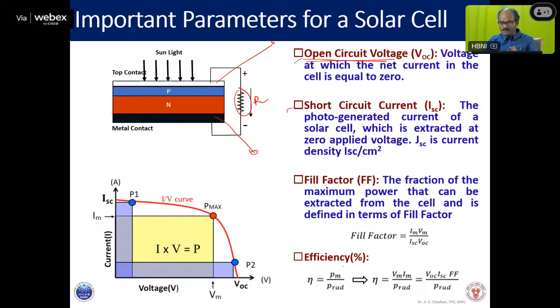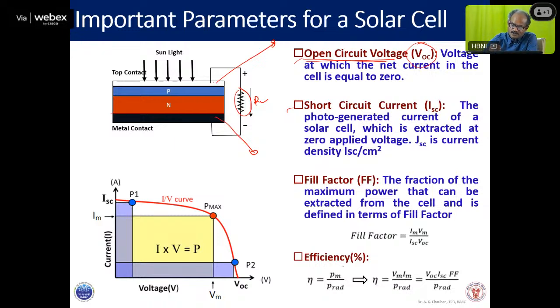When nothing is connected, there will not be any current, because there is no circuit to pass the current. So this voltage, when we measure it without passing any current, is the maximum voltage possible, which is generated by the solar cell. That is called the open circuit voltage.